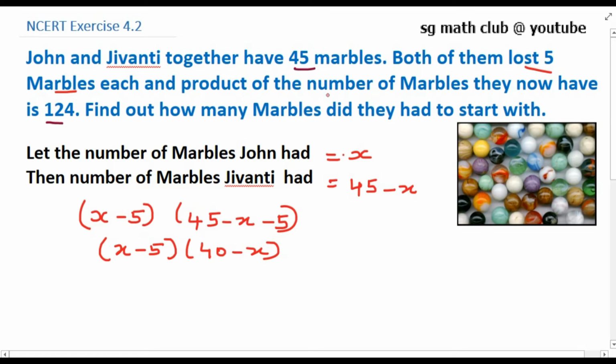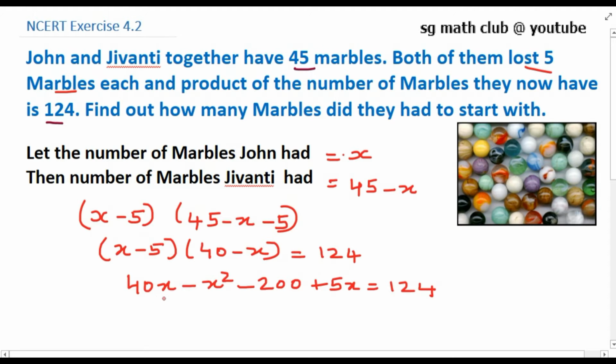Now the product of the number of marbles they now have is 124. Product means when you multiply these we get 124. We need to find out how many marbles they have. So let us solve this. Open the bracket: 40x minus x square minus 200 plus 5x equal to 124.